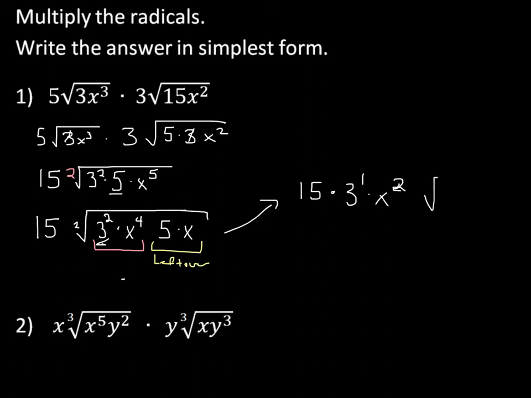And then what's left underneath our square root? Take a look over here, you see we've got those leftovers. Those are going to be underneath the square root. So we have a 5x left over underneath the square root. And now, what do we do with this stuff out here? Well, we have 15 times 3. What is 15 times 3? That gives us a 45.